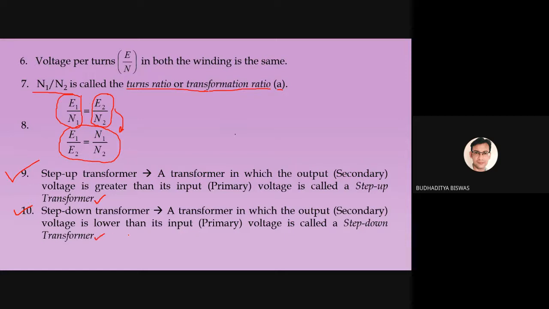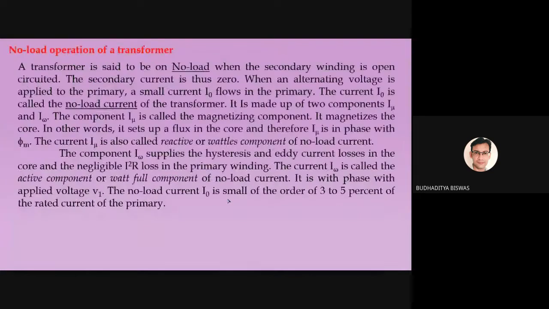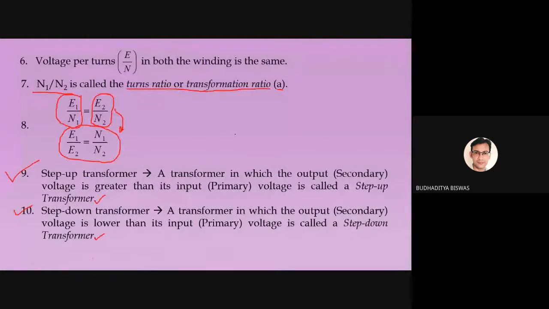Okay. So up to this, the EMF equation and the definitions, the turns ratio, the number of turns, step up, step down, all these things are discussed. Okay. Any query up to this?